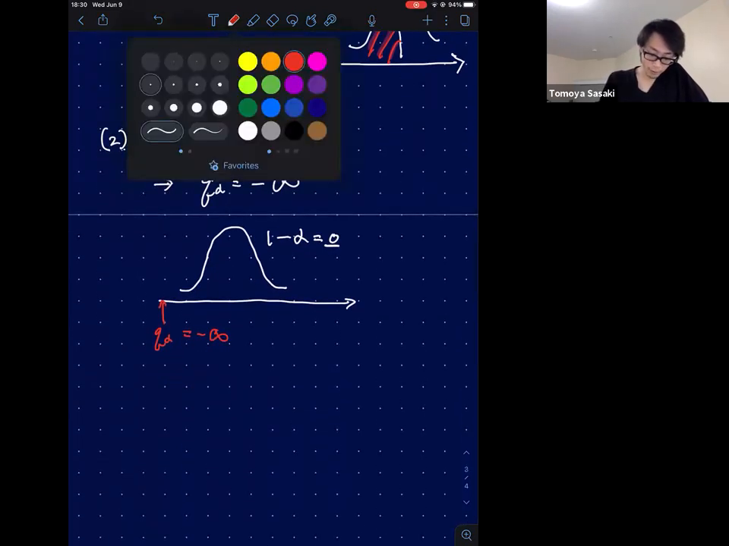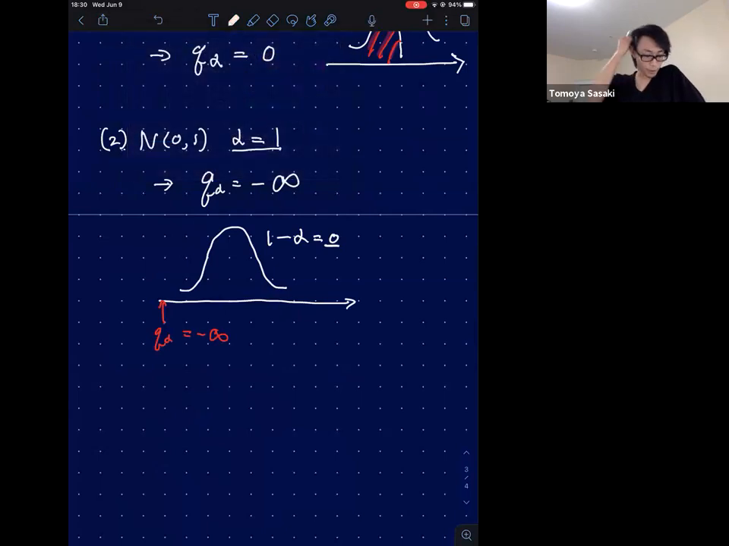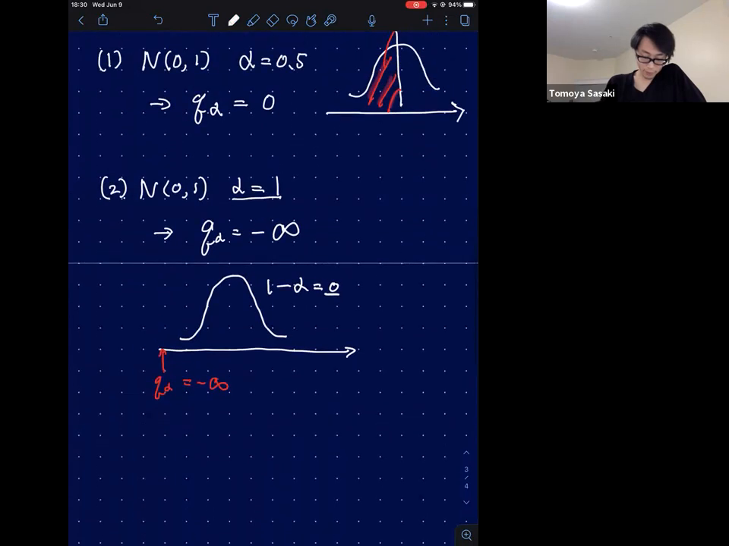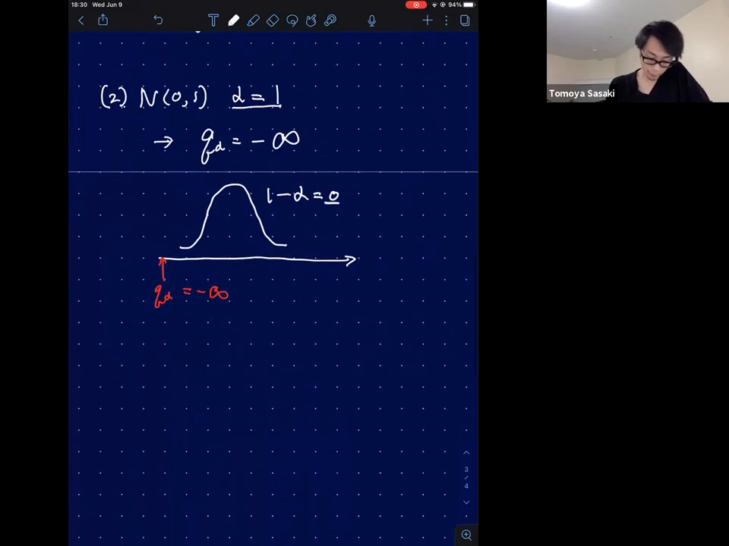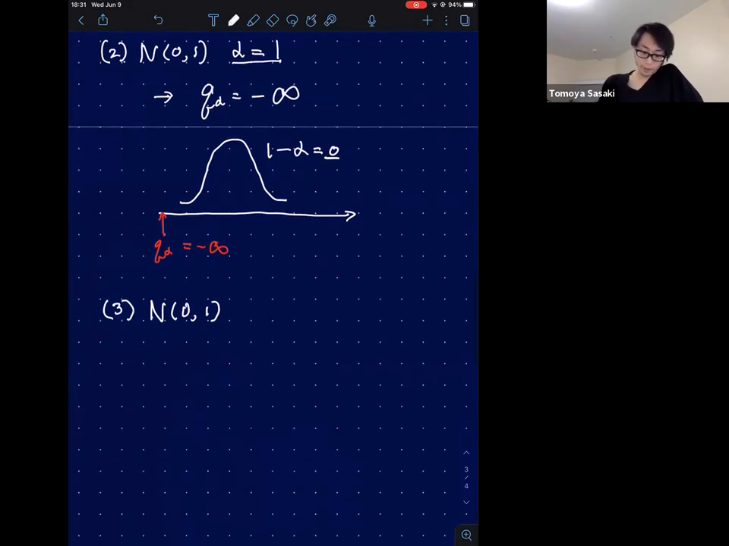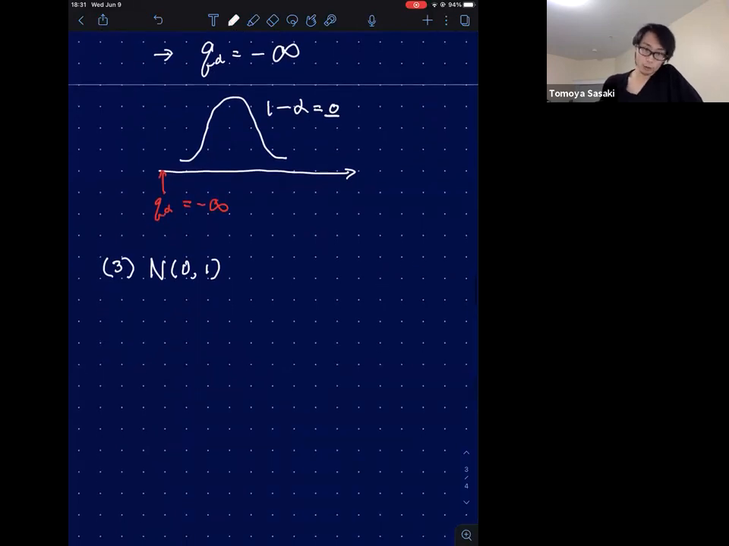Okay, so let me see. Let's see this. Maybe we can do this as an example as well. This is another example that we need to use when we're talking about hypothesis testing. So I really wanted to elaborate this, but let's again talk about normal distribution with mean 0 and variance 1.